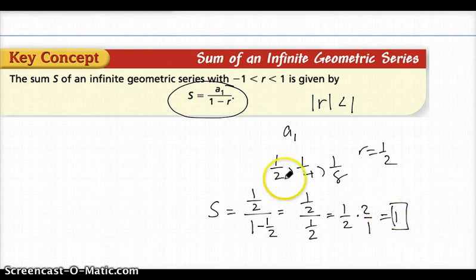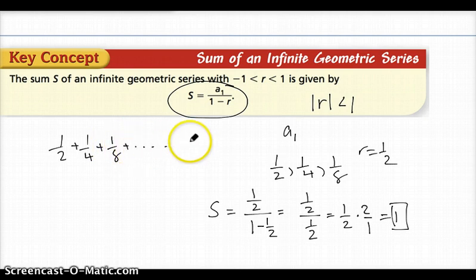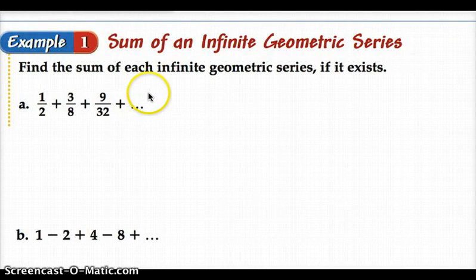So we know that when we're adding this sequence, 1/2 plus 1/4 plus, we're finding the sum of the series, and we keep going in that direction, our answer is going to be 1. How amazing is that? Well, now, not all infinite series have a sum.